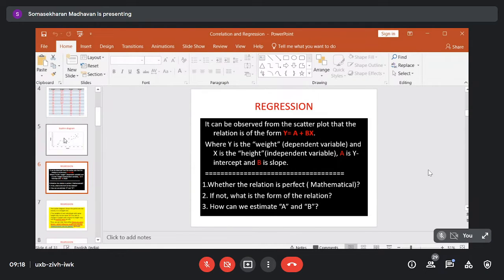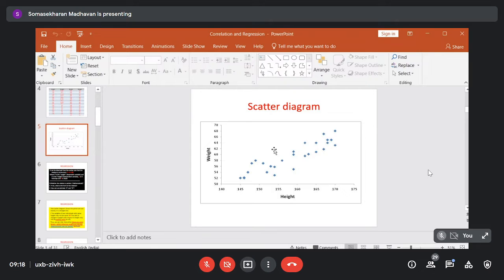If the relation is perfect, you can observe in the scatter diagram that all points will be exactly on the straight line. So that is a mathematical relation. But here you can see the points are not exactly on the straight line, but they are clustered around a straight line. That indicates there are certain factors which influence the variation or the relationship between x and y.